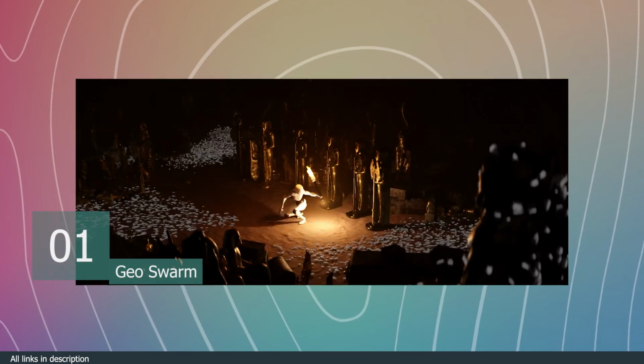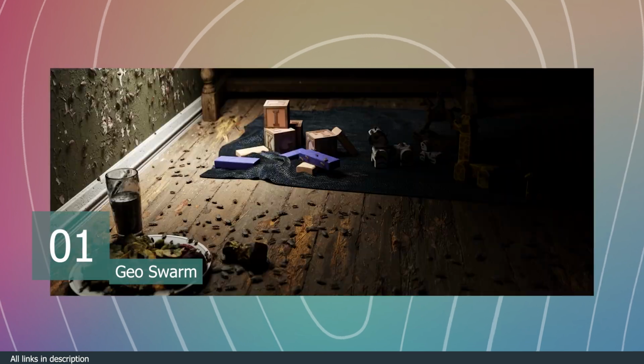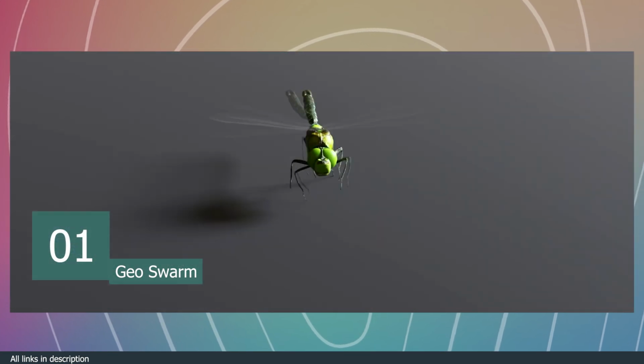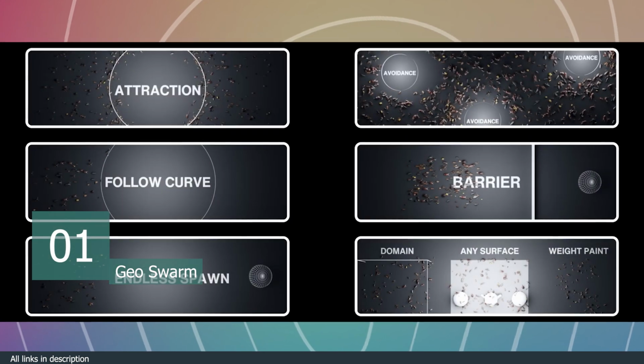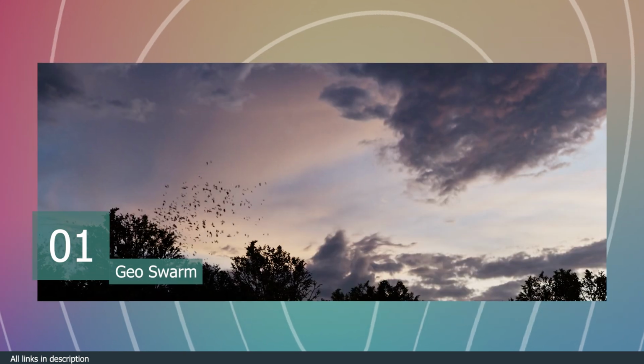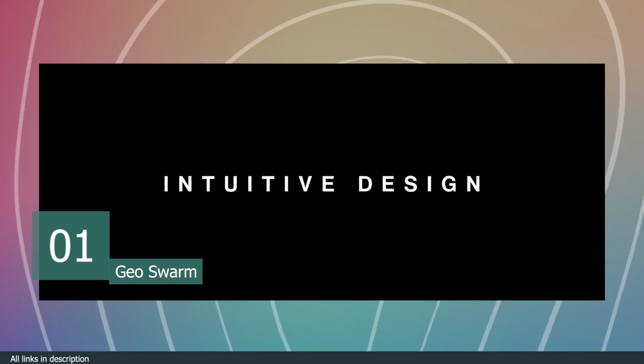Number 1, we have GeoSwamps. Bugs are nasty, but this GeoSwamp add-on makes them look satisfying to watch. Watch over 50 animated bugs, critters, flies, insects, and birds swarm your renders. They can be attracted, repelled, or spawned endlessly on your command. Add realism to your renders with GeoSwamp.